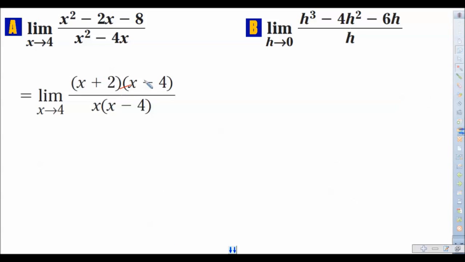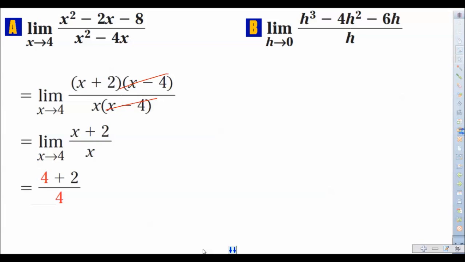Good news here is that we can cancel out the x minus 4's, leaving us with x plus 2 over x. Now we can just simply substitute the 4 in for both those x's. So just like that, and now we can take 4 plus 2 and divide it by 4, reduce the fraction, and we're staring at 3/2.